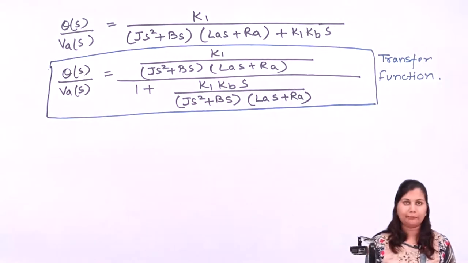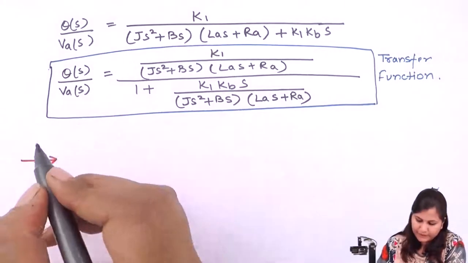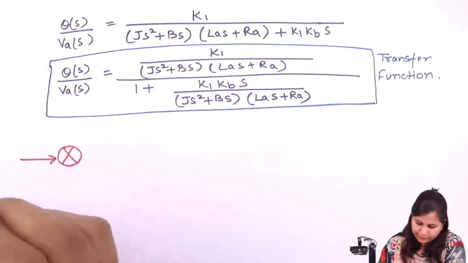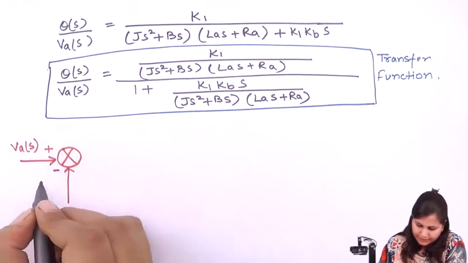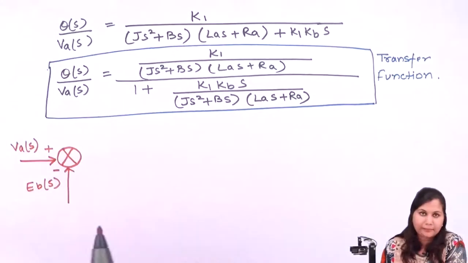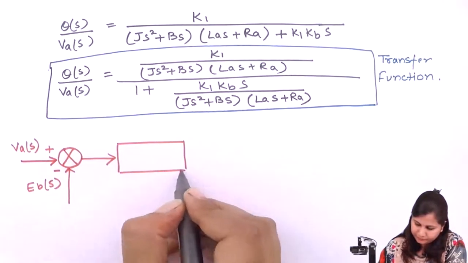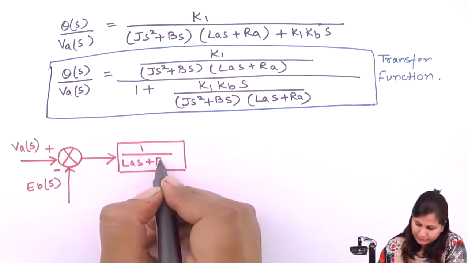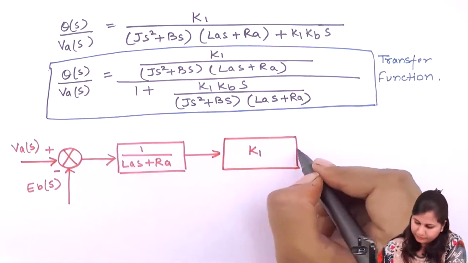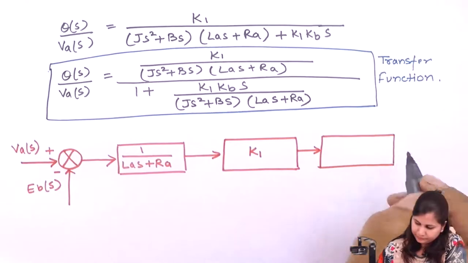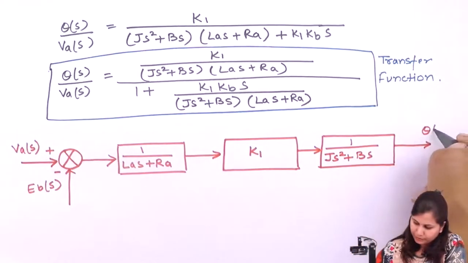So if we draw the block diagram of this armature controlled DC servo motor, then we have the input VAS. So this is an error detector. Here we have the input VAS. This is our second input EBS, that is the back EMF. Now this is multiplied with 1 upon (LAS plus RA). Then we have K1, and our output is theta S.